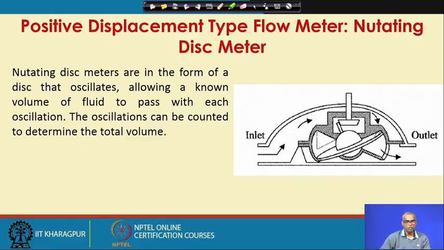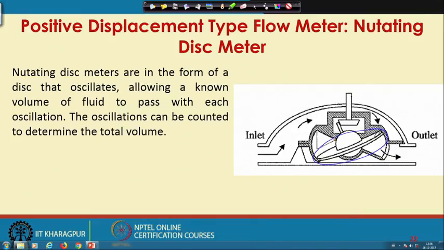Nutating disk meters are in the form of a disk that oscillates, allowing a known volume of fluid to pass with each oscillation. These oscillations can be counted to determine the total volume. So, this is the disk which oscillates or nutates, and it allows a known volume of liquid to pass through it with each oscillation. So, if I count these oscillations, I can determine the total volume.